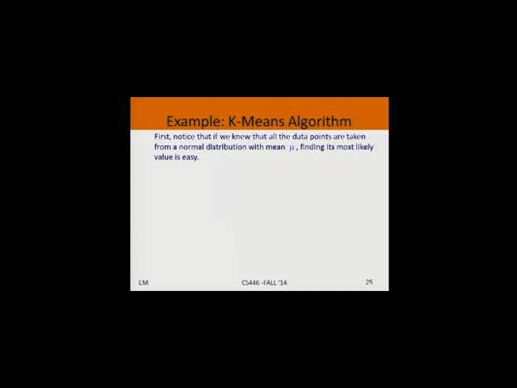Okay, so again, as we did in the case of the coin, notice that if you knew that all the data points came from one single normal distribution with mean mu, it's easy to find the mu. What will the mu be? Just the average of the data points, just like in the head and tail case. But we can actually prove it now.